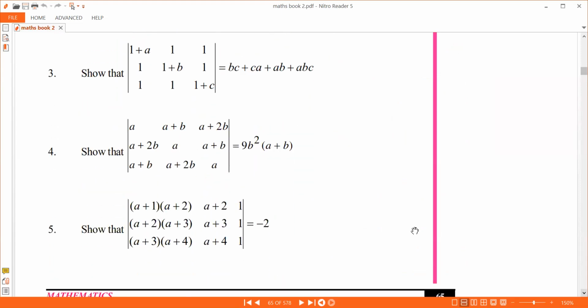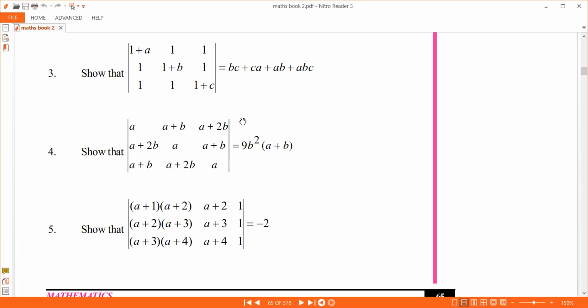Next one. Okay, you see, one by one, the complexity is increasing. This is not decreasing the complexity. No issue. 9b square into a plus b. Yeah, this is also of the same kind. Okay, I'll tell you. Here you go.